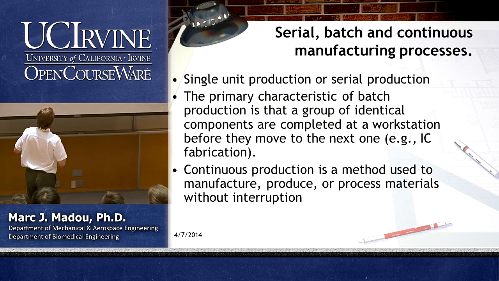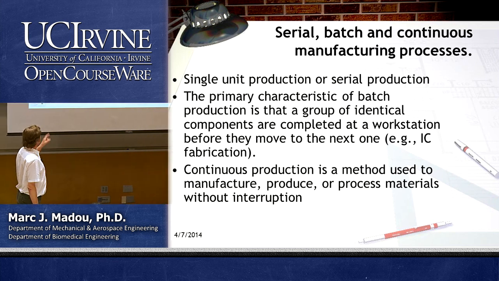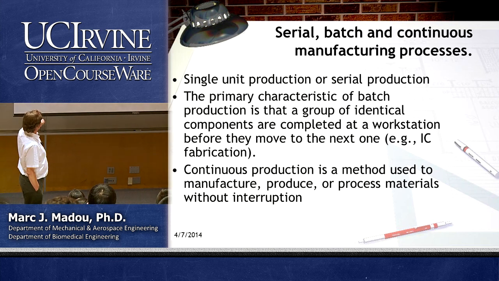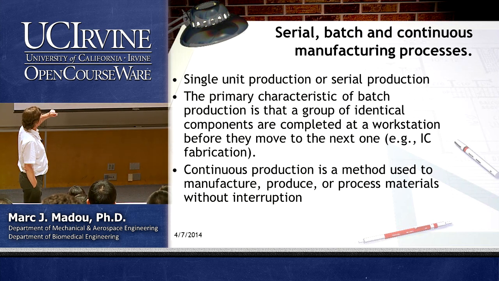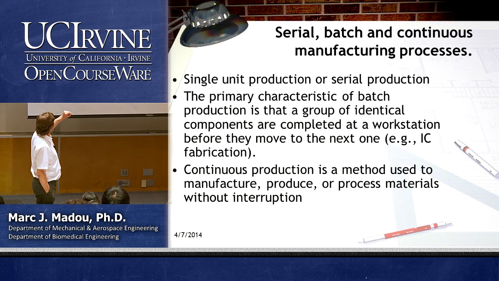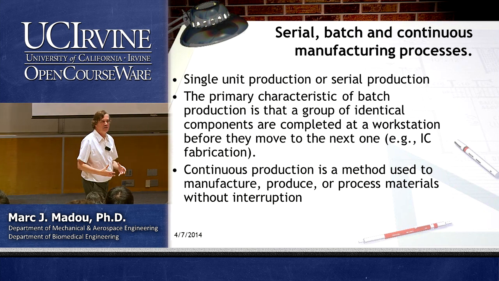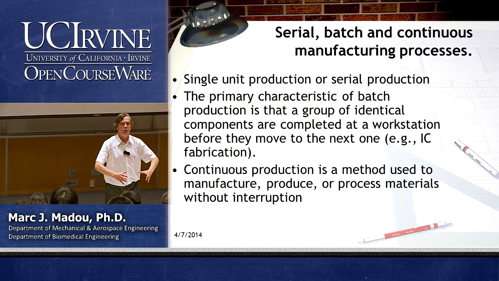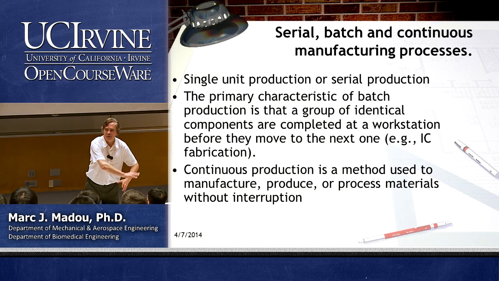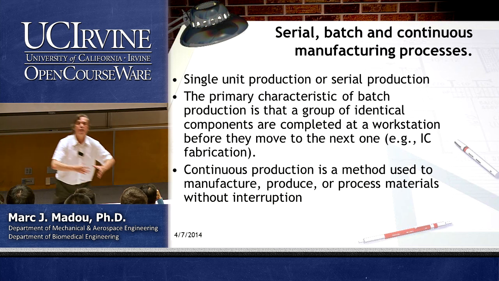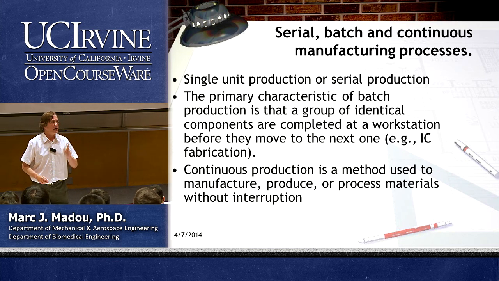So continuous production is a method used to manufacture, produce or process materials without interruption. And the primary characteristic of batch production is that a group of identical components are completed at the workstation before they move to the next one. Example, IC fabrication. For example, you do a sputtering step, all of the devices on that wafer are coated at the same time, they are very identical. Now I move on, perhaps to an etching step, that's batch.